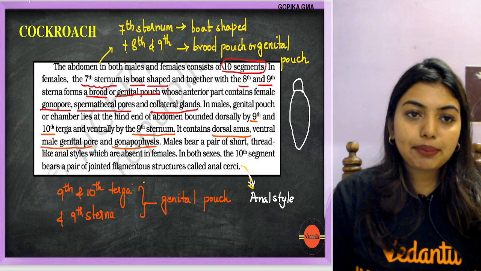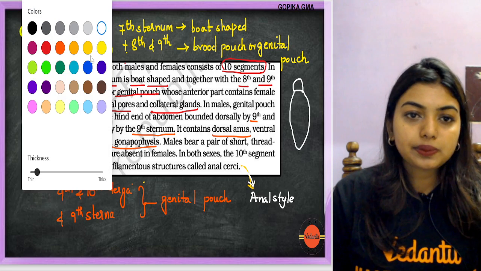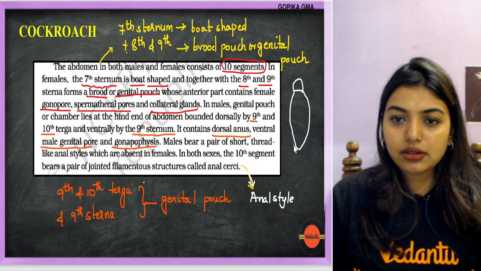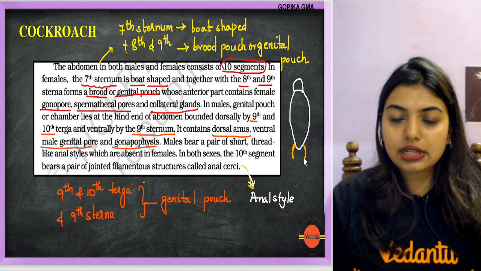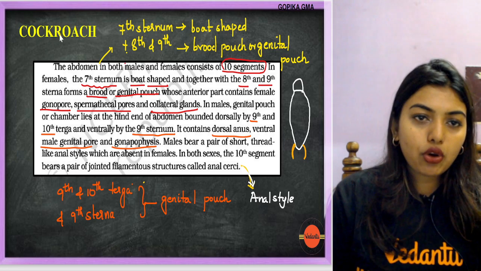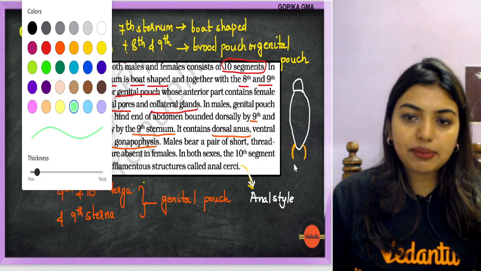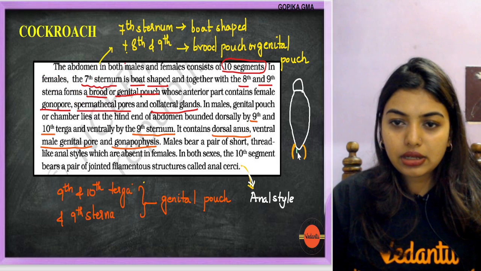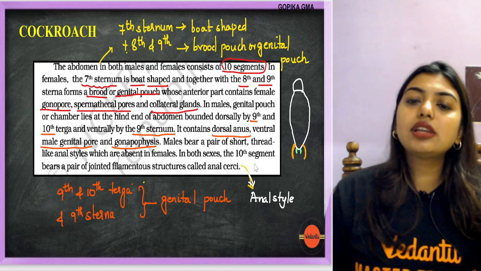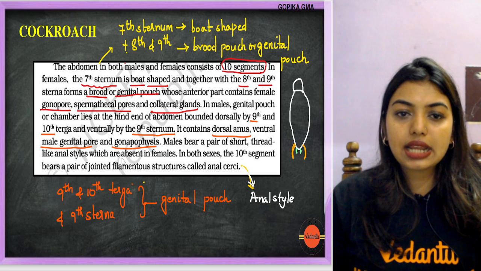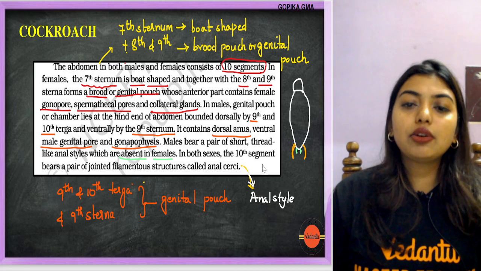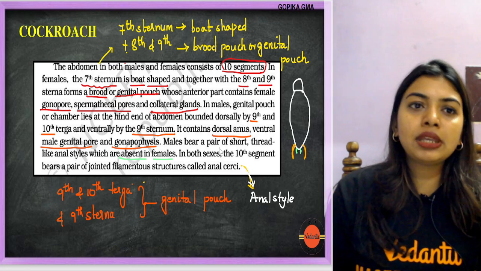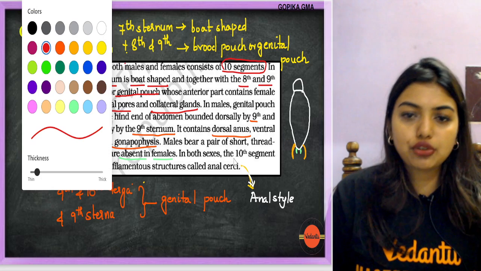Now at the tip, shall I draw it with this color? Here we will have anal cirri. This will be there both in males and females. Now only in males, anal style will be there. Anal styles are absent in females. In both sexes, this is just to have sexual dimorphism, to make that difference.